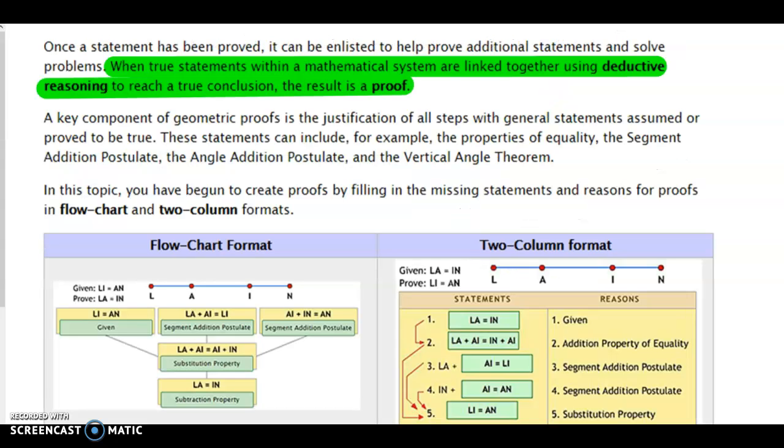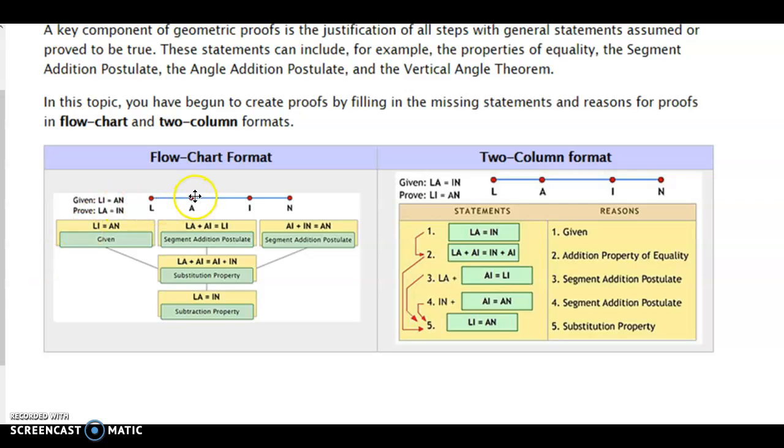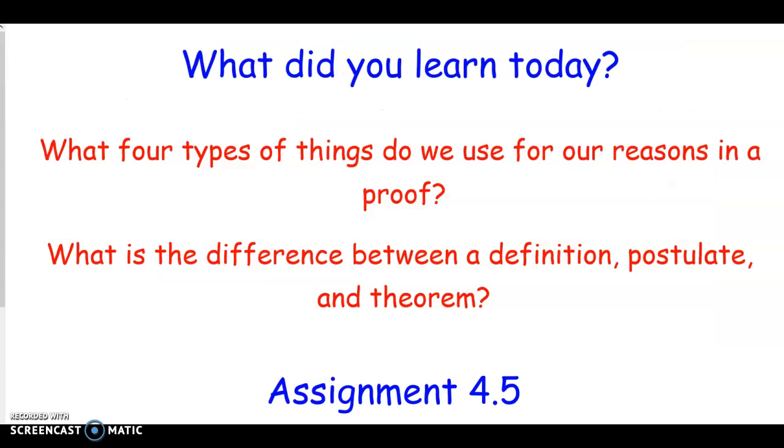So when you are proving a statement, remember you're using deductive reasoning. When you put all those true statements together and link them together to make a conclusion, you're doing a proof. And we looked at two different types of proofs in this topic. We looked at a flowchart proof and a two-column proof. So remember, there are four things that we'll use as our reason. In the reason column of a proof, we'll use definitions, algebraic properties, postulates, and theorems. We will never use conjectures because remember, conjectures could be false.